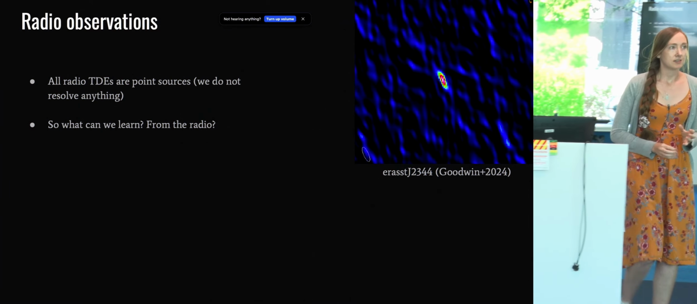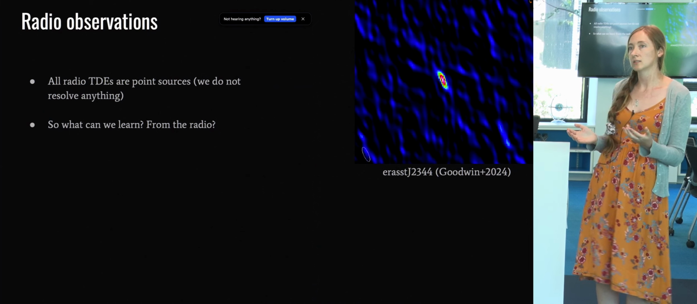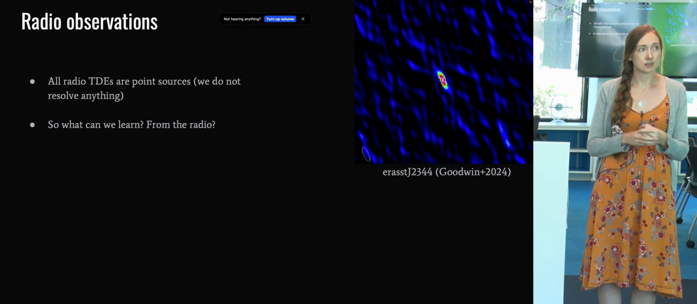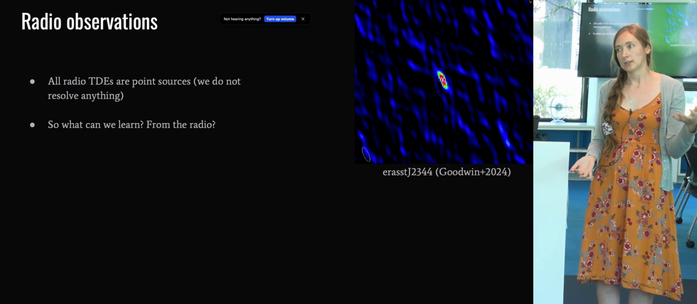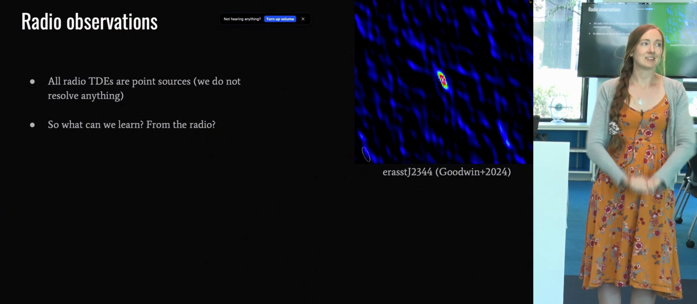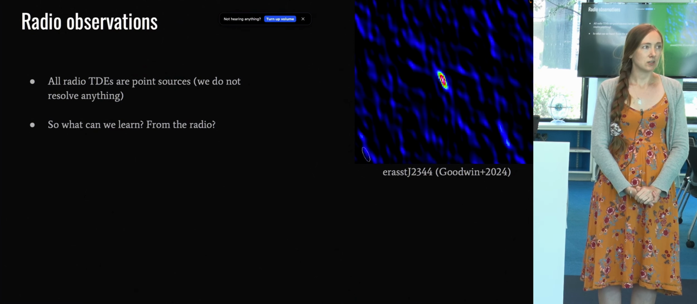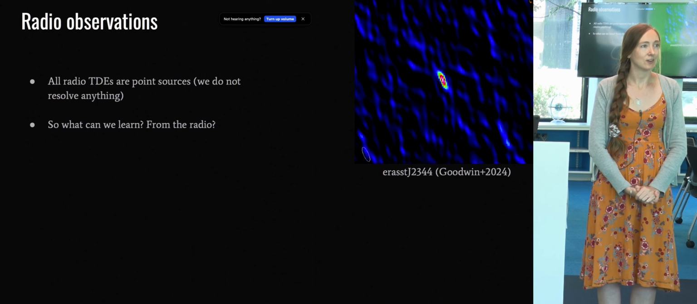But the other issue is that in the radio, we don't resolve these sources. They're all quite distant and they're very compact objects. And so all that we ever see in the radio is a point source. So this is a lovely point source. This is a radio photo, if you will, of J2344, which is an X-ray discovered TDE. This paper was accepted last week, so please enjoy it.